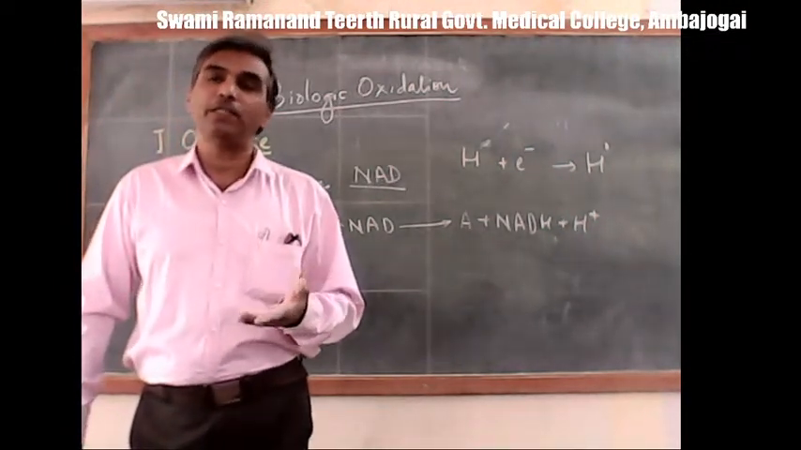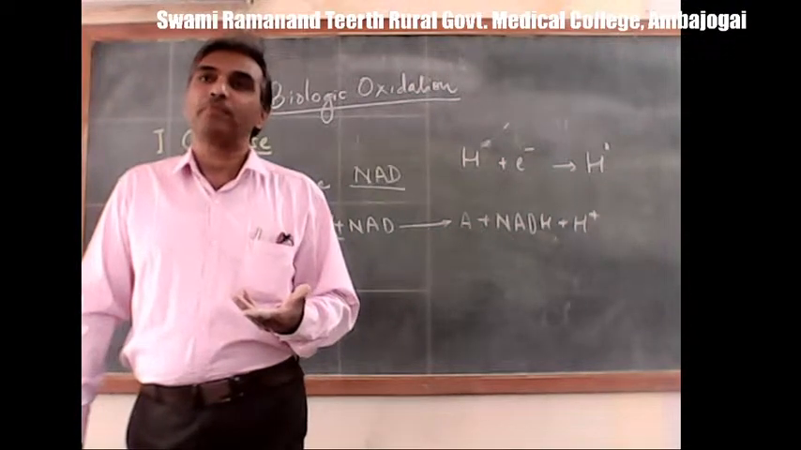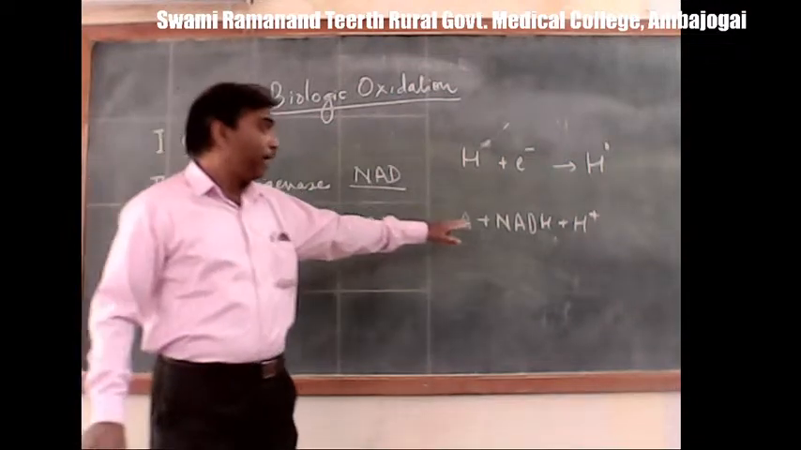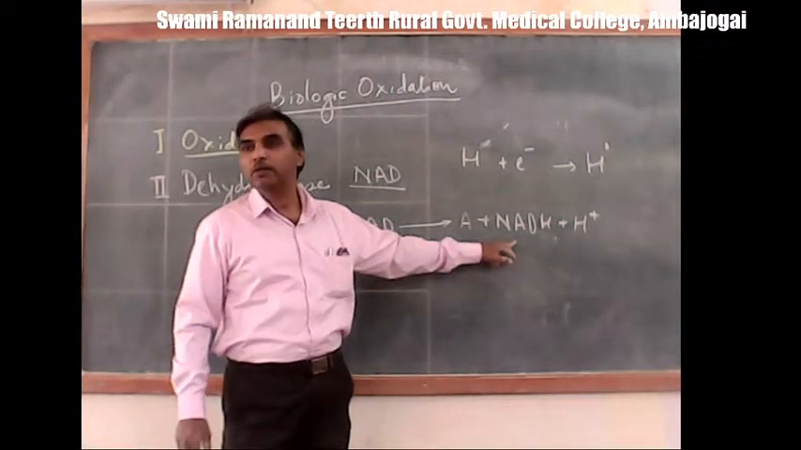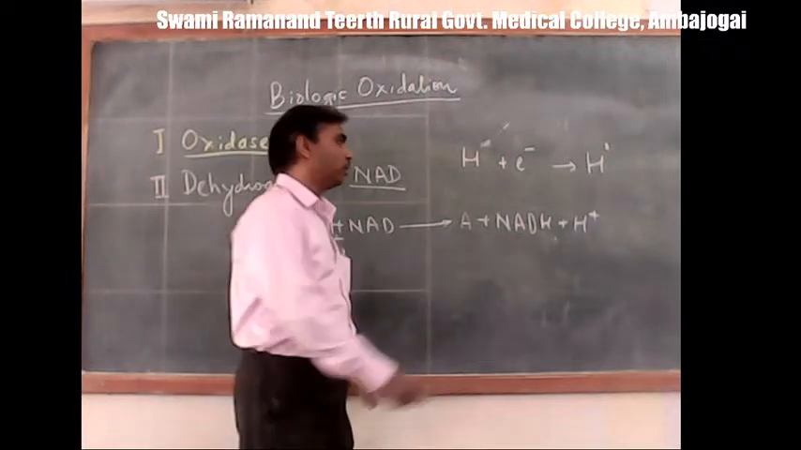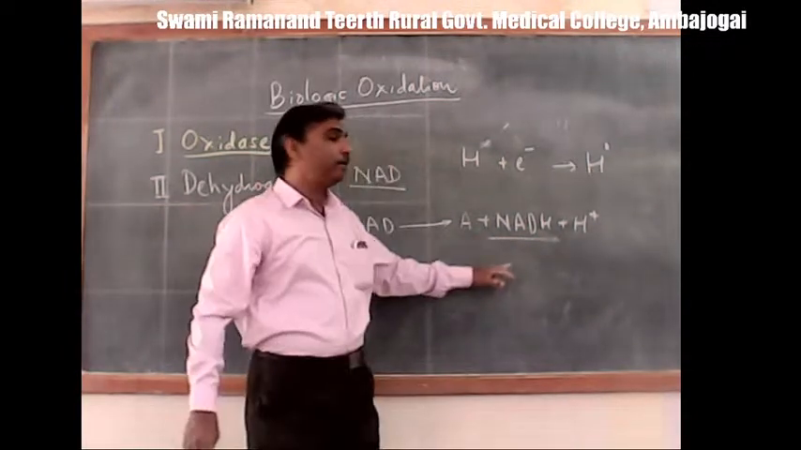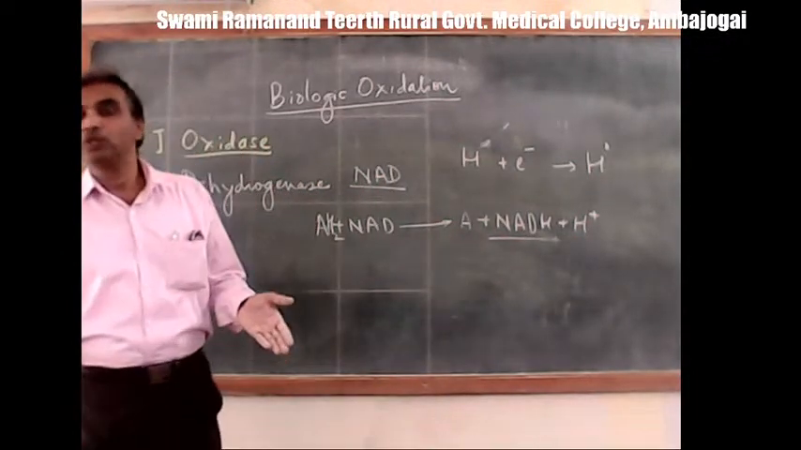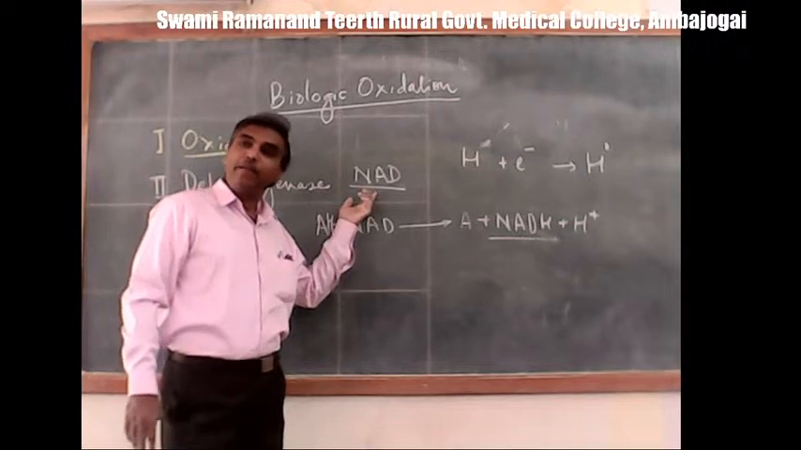So all the reactions, whether it is pyruvate dehydrogenase, alpha ketoglutarate dehydrogenase, or, for example, glutamate dehydrogenase that you are using for the estimation of urea, involve NADH being formed or NADH being consumed. So NADH is formed and H plus is liberated in the medium. So these are NAD dependent enzymes.